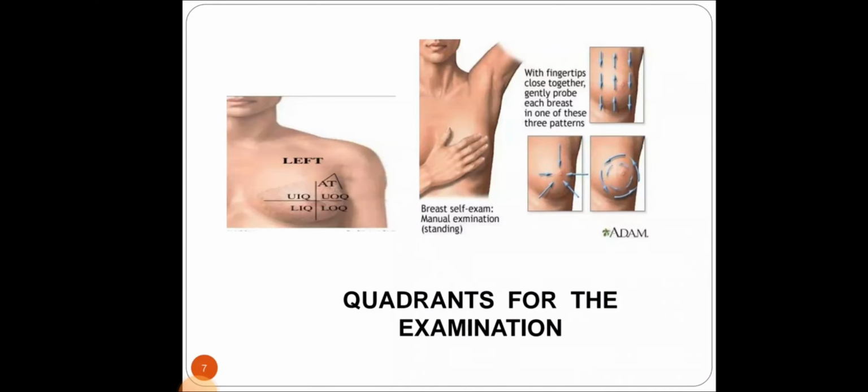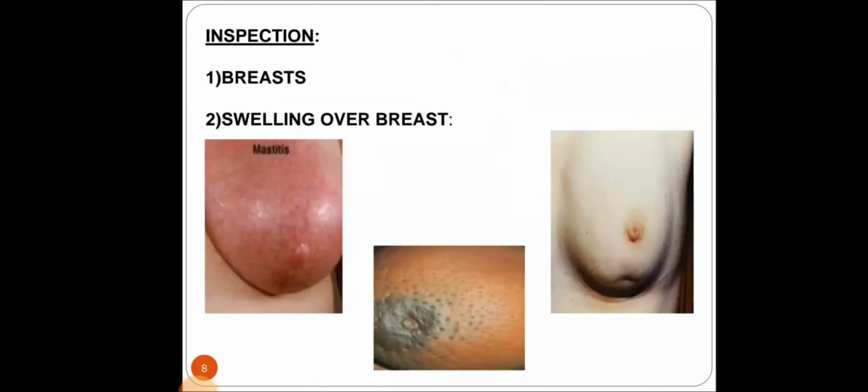Then it is about the detailed examination. So, first thing is inspection. Inspection, first it is about the breast. When we consider the breast as a whole, what are the things we have to inspect? First thing is that the inspection has to be done bilaterally. If the patient has complaints regarding one breast, the examination still has to be done in a bilateral manner. Both the sides have to be considered.